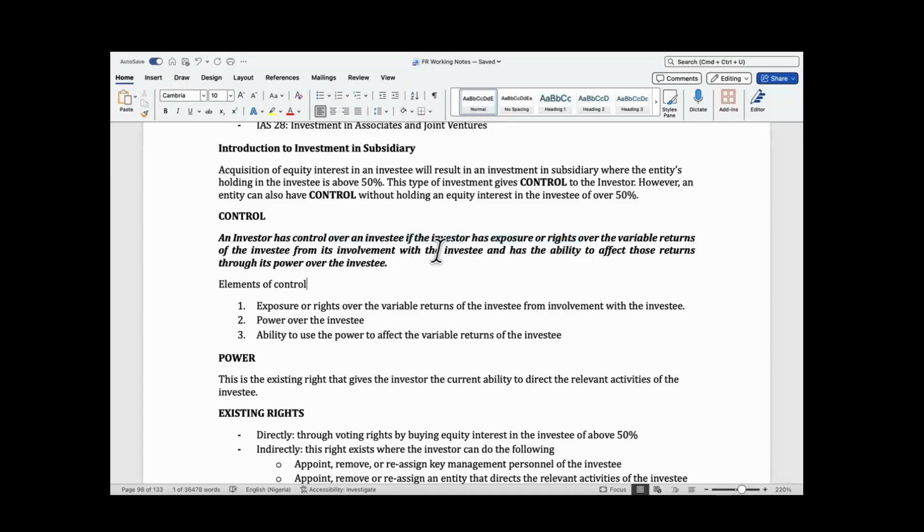And two is this: you can affect those returns through your power over the investee. Control gives you power. So that's the second element, power over the investee. And you can use that power to affect those variable returns. Meaning you can decide what you want to share to people and what you want to retain because you have power over those returns, right? That's control. It's that power that signifies control. You can control what they do with the money.